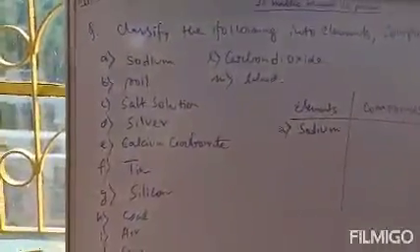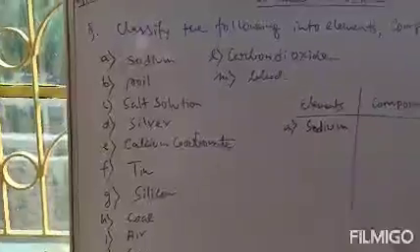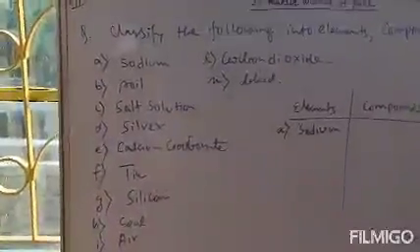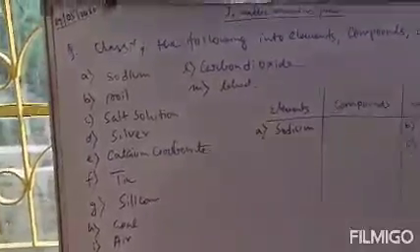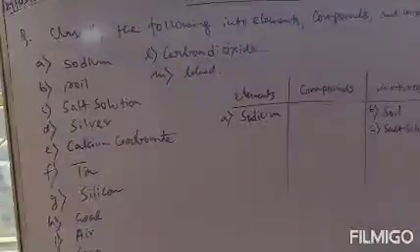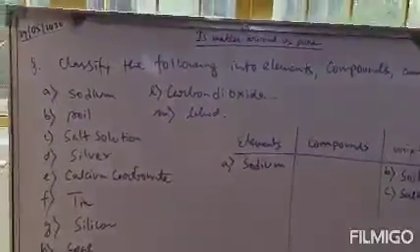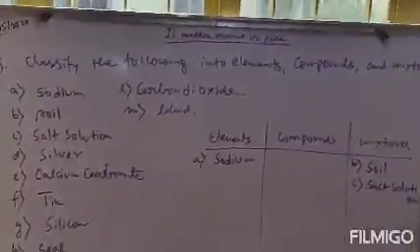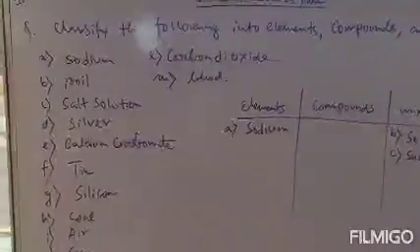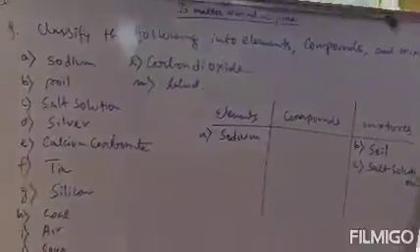Clear? Next, silver. Silver is a metal, not a liquid, it is a metal. It is actually the costliest, and it can conduct electricity very well. The two metals that are good conductors of electricity are silver and copper, and between these two, silver has more conductivity in nature than copper. So silver is a solid metal.